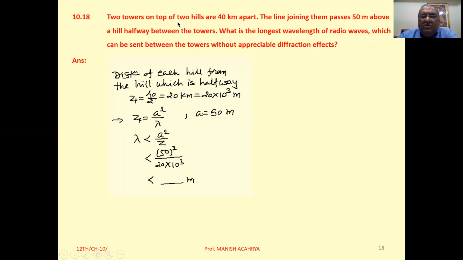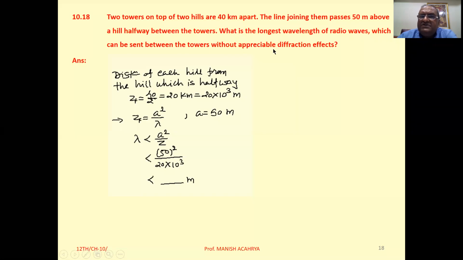10.18. Two towers on top of two hills are 40 km apart. The line joining them passes 50 meter above a hill halfway between the towers. What is the longest wavelength of radio waves which can be sent between the towers without appreciable diffraction effect? So it implies that if you don't want the diffraction effect, we have to consider the validity of ray optics, means we have to find the Fresnel distance here.